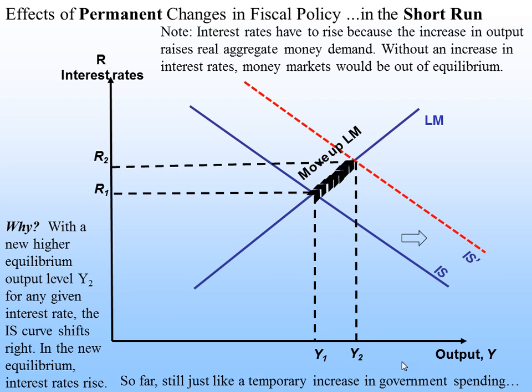Why do we have to have a higher interest rate? Because the IS curve is goods market equilibrium, and the LM curve is money market equilibrium. Our increase in output raises real aggregate money demand. Remember that L is a function of Y and R. So to keep money markets in equilibrium, R has to go up to bring down money demand. They stay in equilibrium because the money supply didn't change.